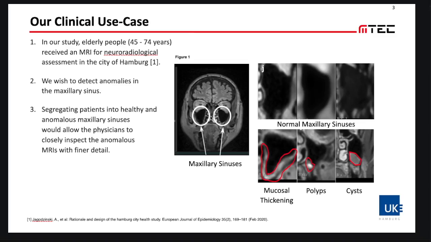As such, we wish to segregate patients into healthy and anomaly category by looking at the maxillary sinus using deep learning techniques. Here, we can see zoomed in coronal plane images of healthy maxillary sinuses of 3 different patients. Mucosal thickening, polyps and cysts are the considered anomalies in our work.